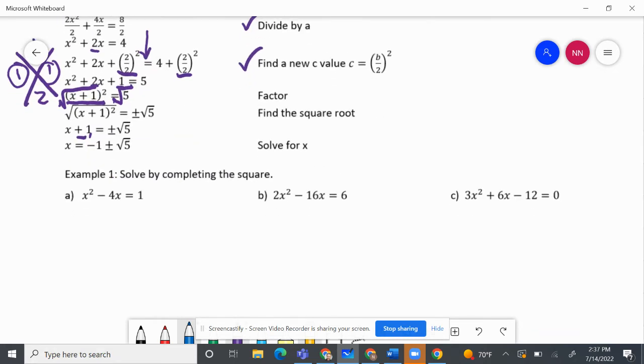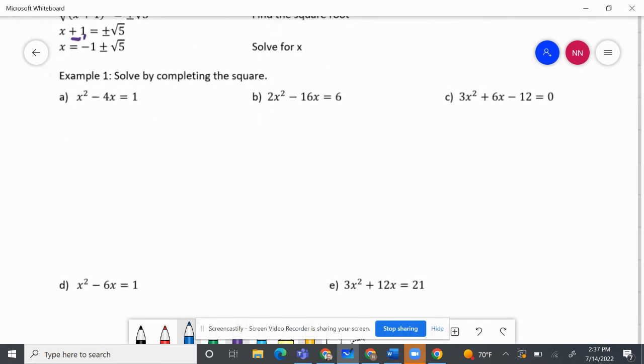So when we're looking at example 1, the first thing that we're going to do is divide by a. Now, the nice thing about this one is that we don't have an a value. Technically, it's 1, but if we divide everything by 1, it doesn't change anything. So we can skip the first step. Next, we're going to find the new c value. So we take the negative 4, which is our b value, divide it by 2 and square it, and that gives us a 4. So we have x squared minus 4x plus 4.